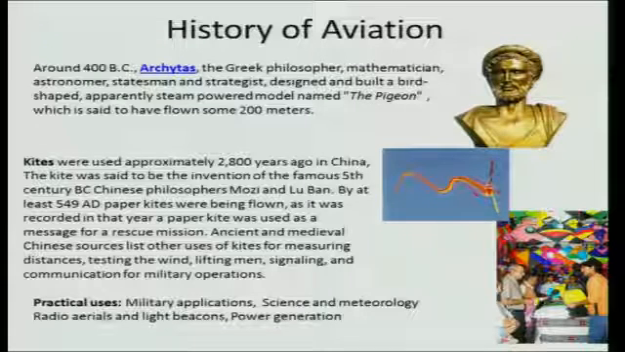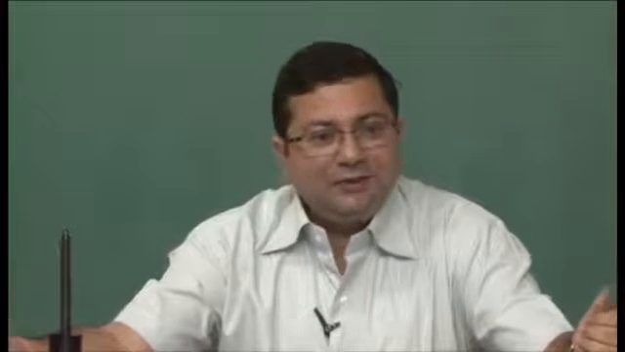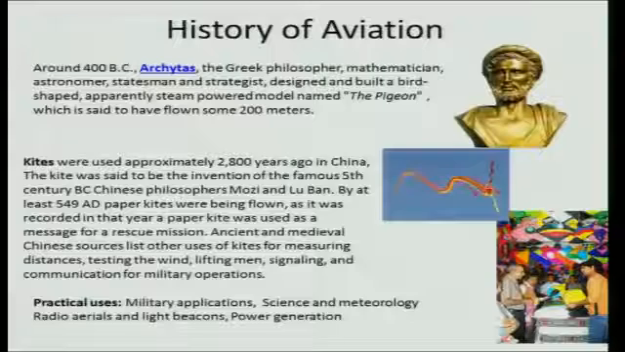Okay. So, first, before we talk about history of propulsion, we need to know history of aviation, that is flying. The first man-made flying objects were essentially kites, which were flown about 400 BC. As you can see here, Archytas, who was a Greek philosopher and mathematician, designed and built a bird shape, apparently a steam powered small model named the pigeon, which is said to have flown about 200 meters. That was done in 400 BC, long time back.